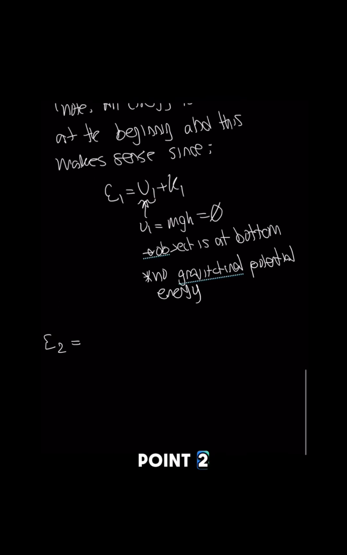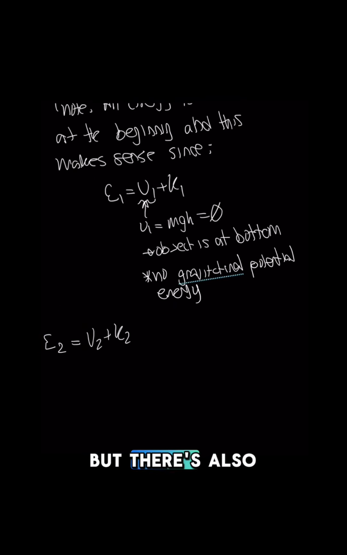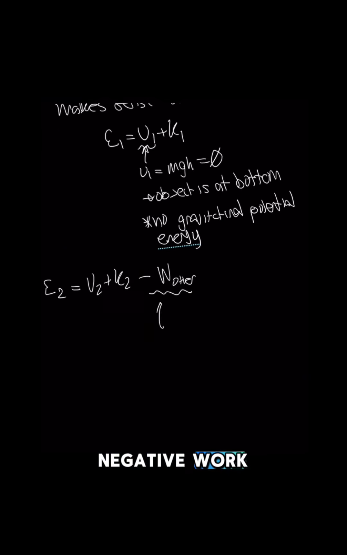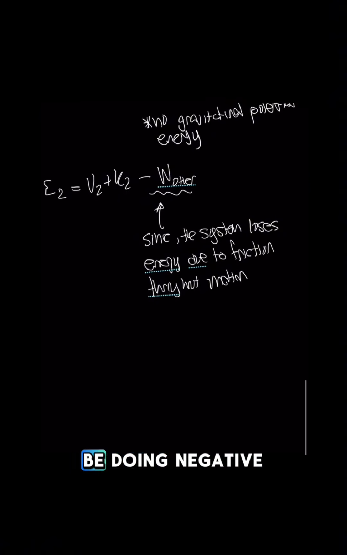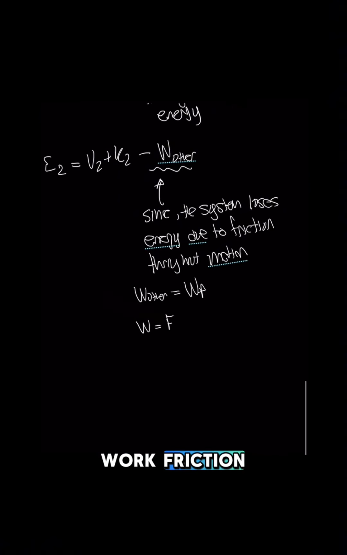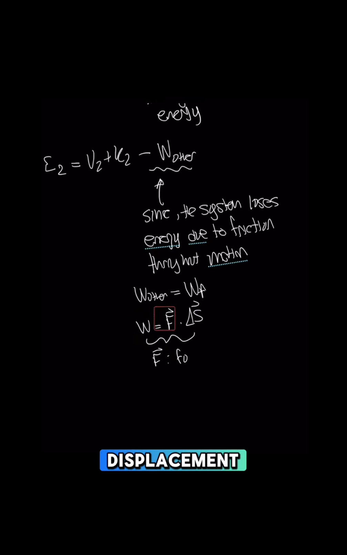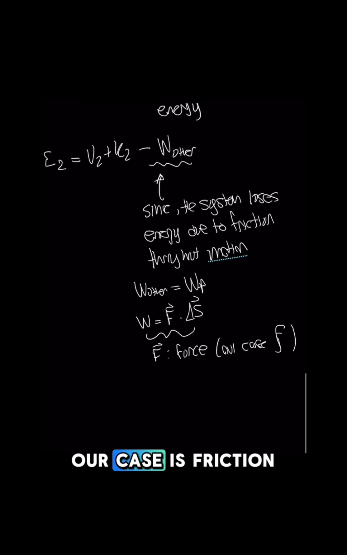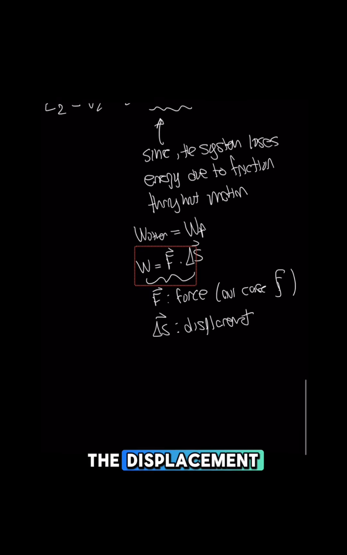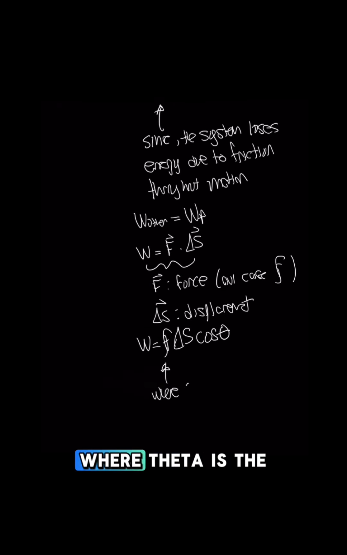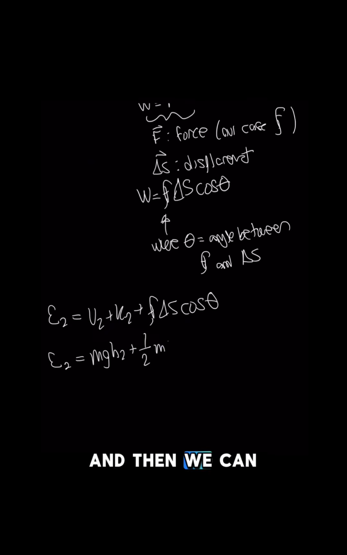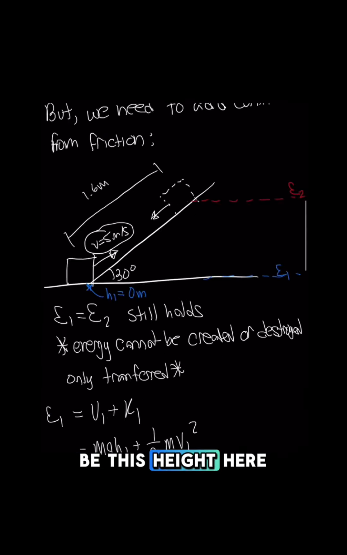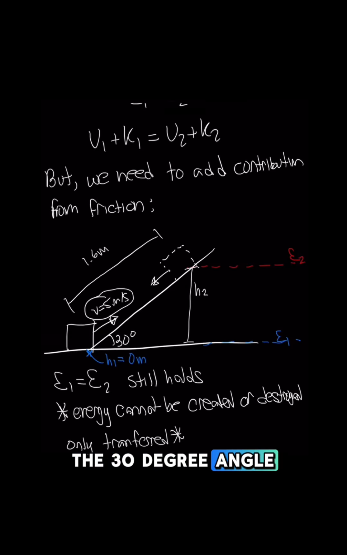Energy at point 2 is going to be the potential plus the kinetic, but there's also going to be a negative work other term since the system loses energy throughout the motion. The friction force is going to be doing negative work on the object. We can identify work other as work friction. And our general work equation is force times displacement, where F is the force, in our case friction, and delta S is the displacement. It could also be written in this form here, where theta is the angle between the friction force and displacement. We can plug these values in and then we can identify H2 is going to be this height here, which depends on the 30-degree angle and 1.6 meters.